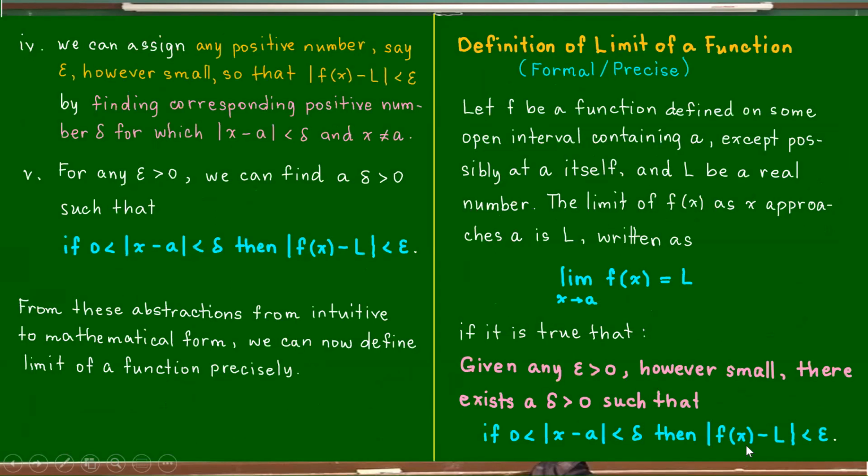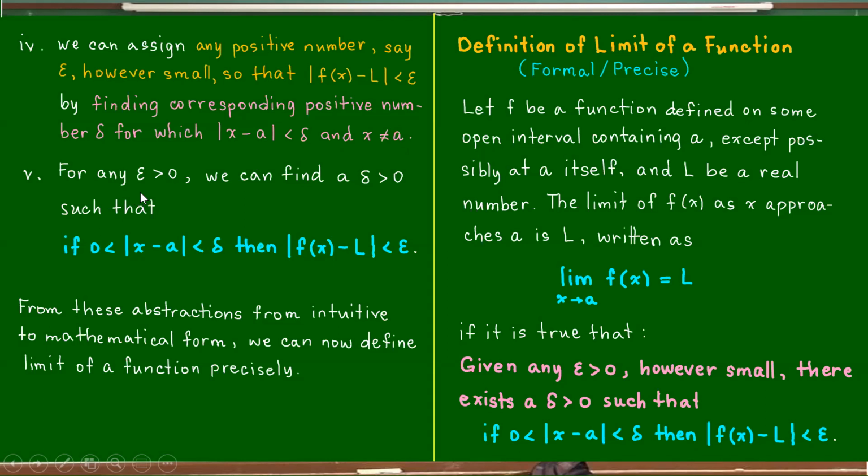So we mean we can assign a positive number, say epsilon, however small, so that this difference, take the absolute value, is less than that. Okay? So by finding a corresponding positive number, delta, for which the absolute value of x minus a is less than that delta, and x not equal to a.